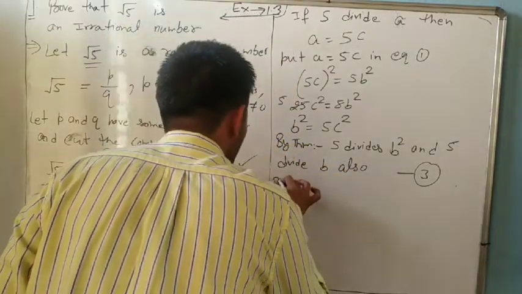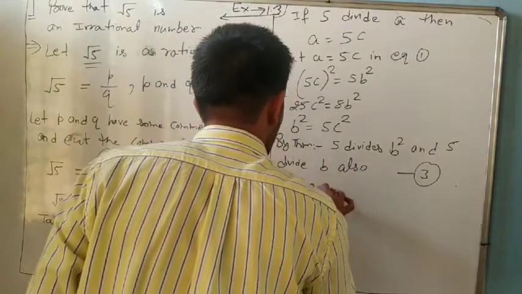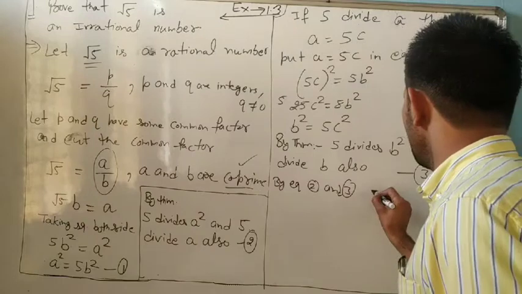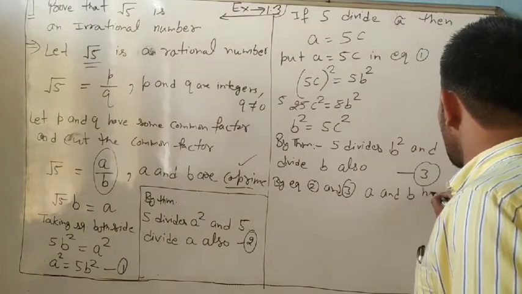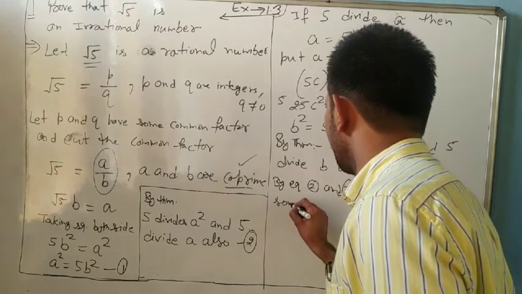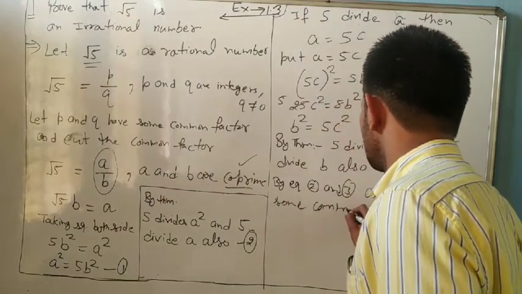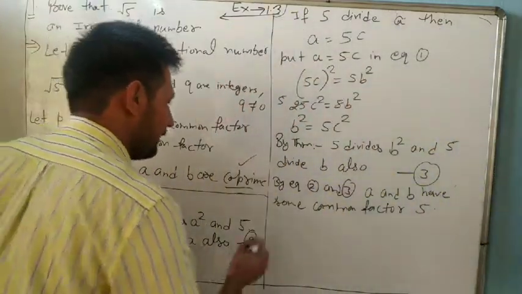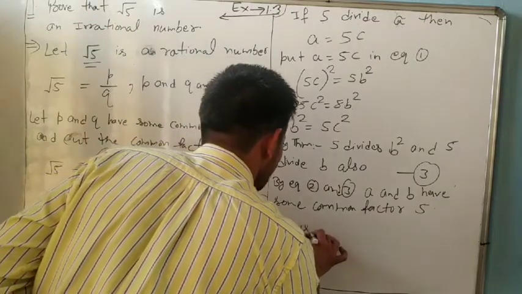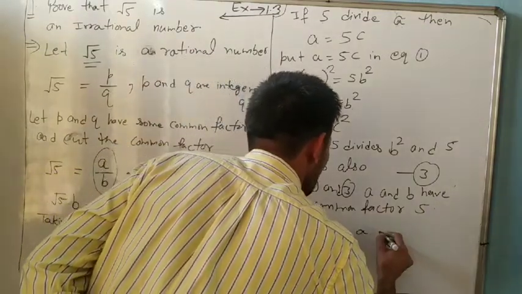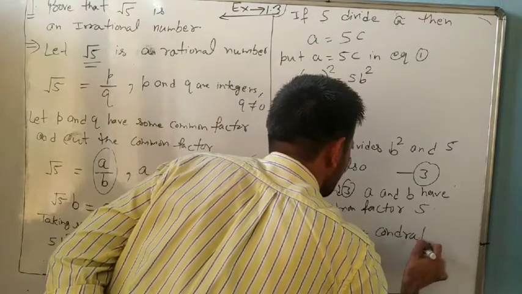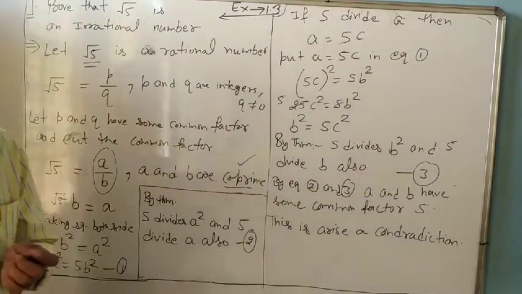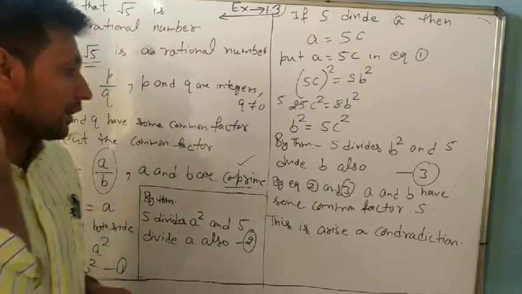So write: by equations 2 and 3, A and B have some common factor 5. This is a contradiction. Contradiction means they oppose each other. Okay, they are opposing each other, so a contradiction arises.